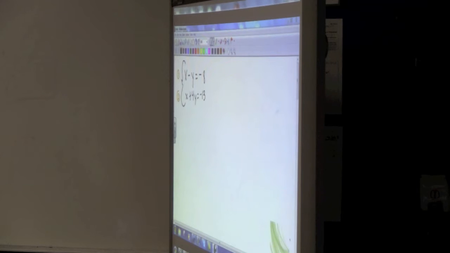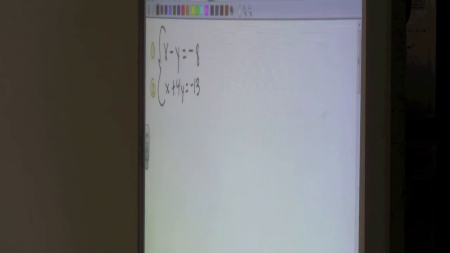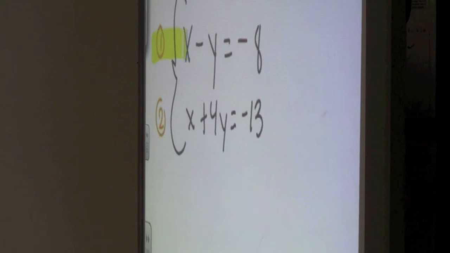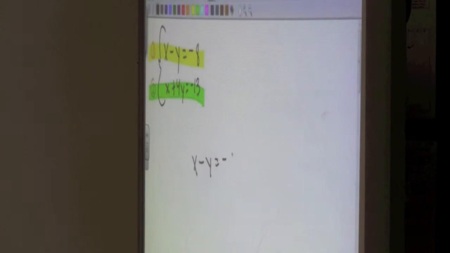Today we're going to be solving for a system of equations. Our system of equations today is x minus y equals -8, and x plus 4y equals -13. So to solve this, we're going to break them down into two equations, our first equation and our second equation. What we first have to do is solve for our first equation to make everything much simpler. So we have to write it out: x minus y equals -8.